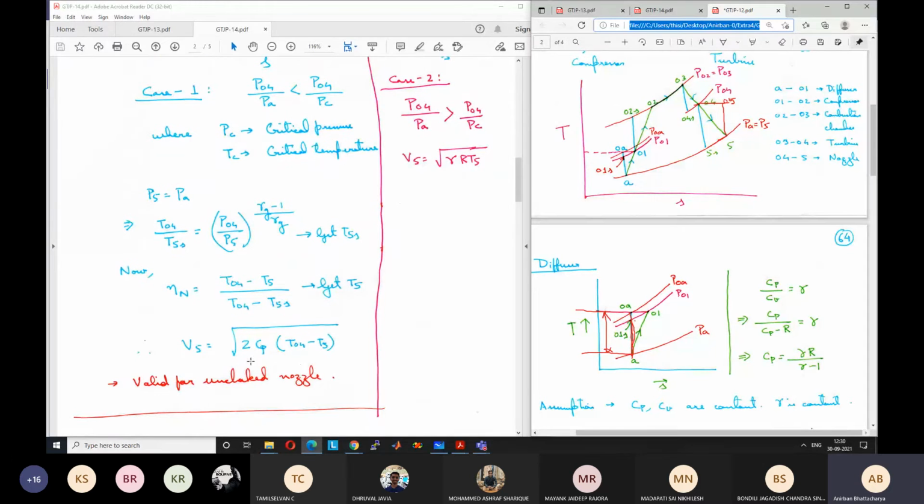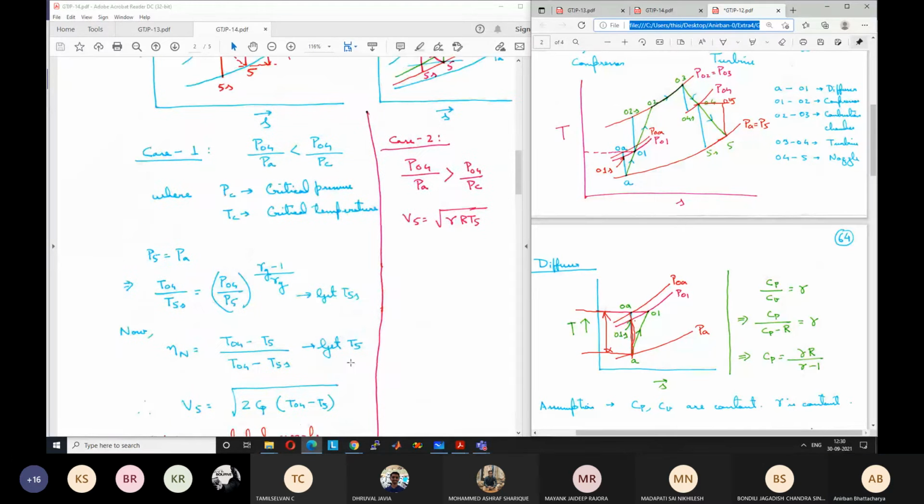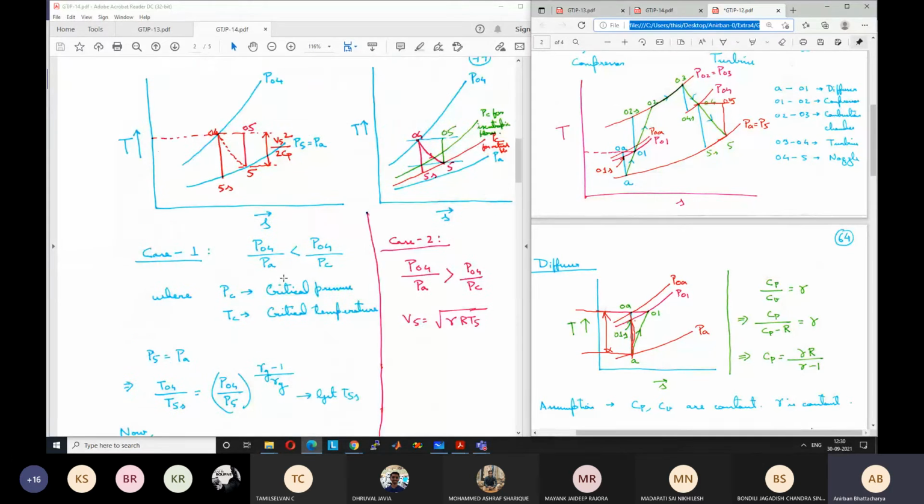We have seen the unchoked nozzle when P04 by PA is less than P04 by PC. Okay, so it means that PA is greater than PC, the critical pressure. So in that case, the exit pressure will be equal to the ambient pressure, and the nozzle will not be at the choked condition. We can easily calculate in that case.